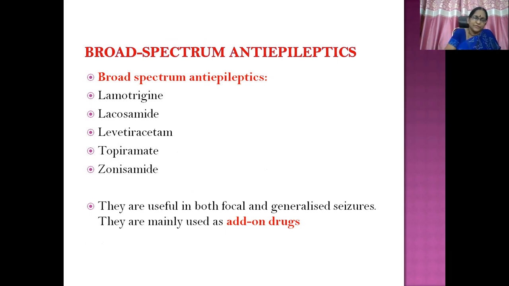Then coming to the broad spectrum antiepileptics, for every group of drugs in every chapter, try to remember wherever you get the broad spectrum molecules, that could be a question for either UGs and PGs, especially PGs I can say. So broad spectrum antibiotics, broad spectrum antivirals, like that. Any group of molecule, if a group of molecules are having broad spectrum activity, that could be a possible question. So here we have broad spectrum antiepileptics like lamotrigine, lacosamide, levetiracetam, and then topiramate and zonisamide. So they are useful in both focal and generalized seizures.